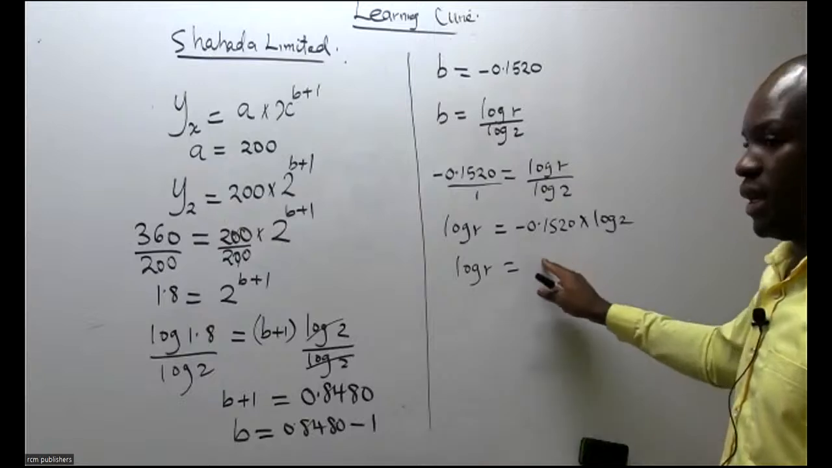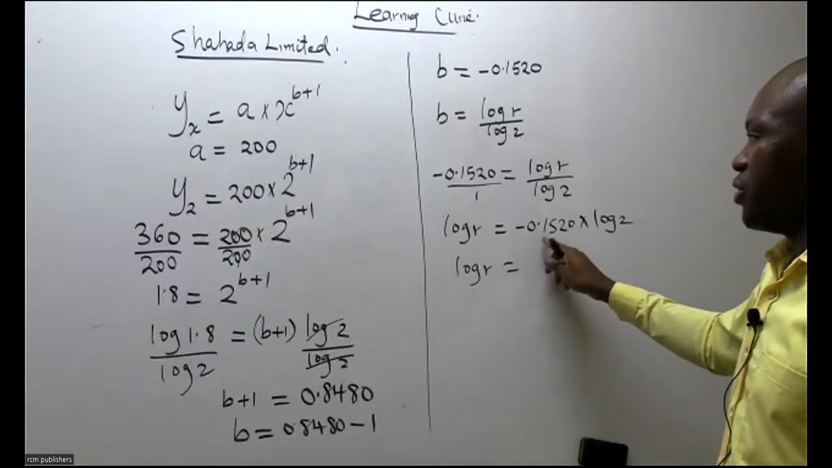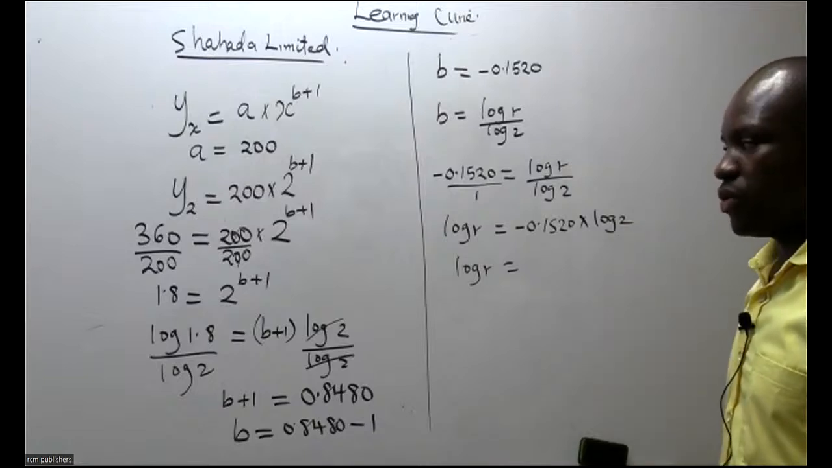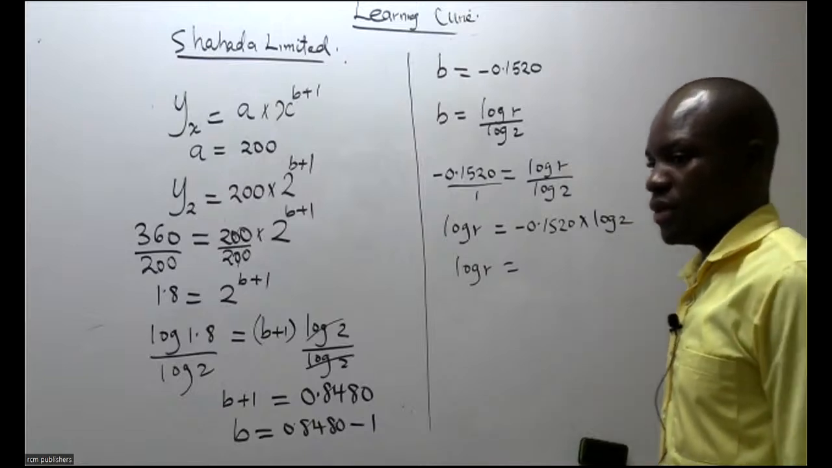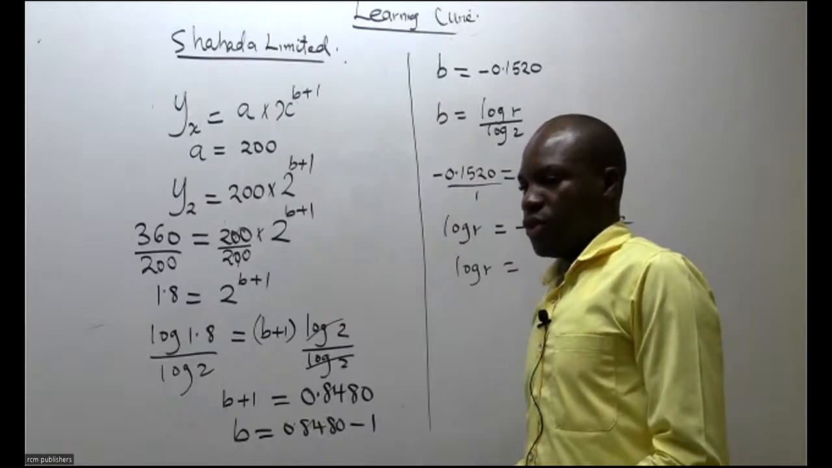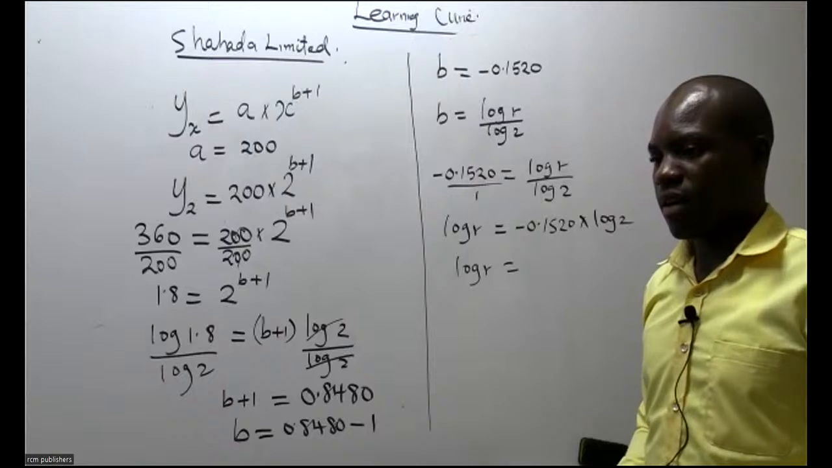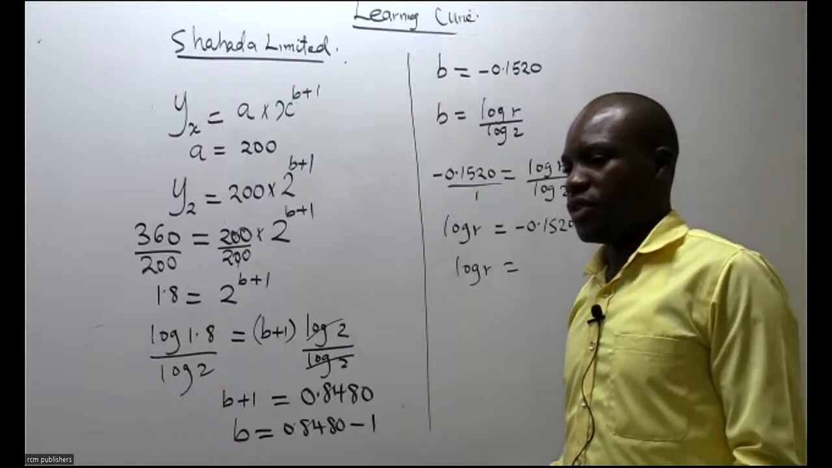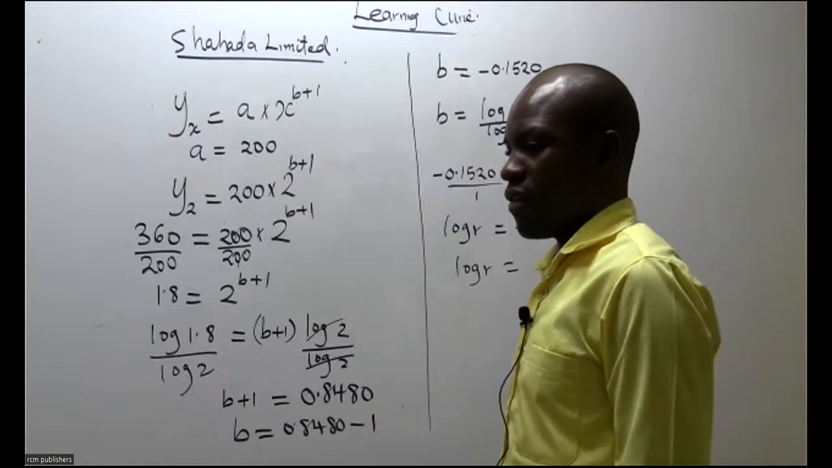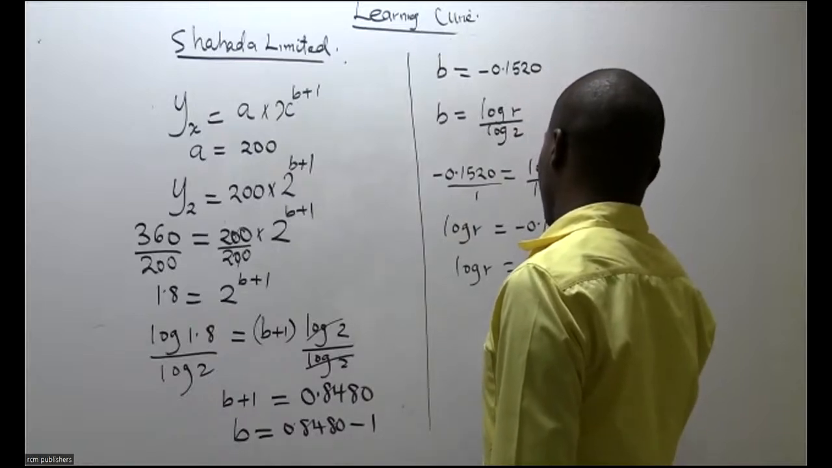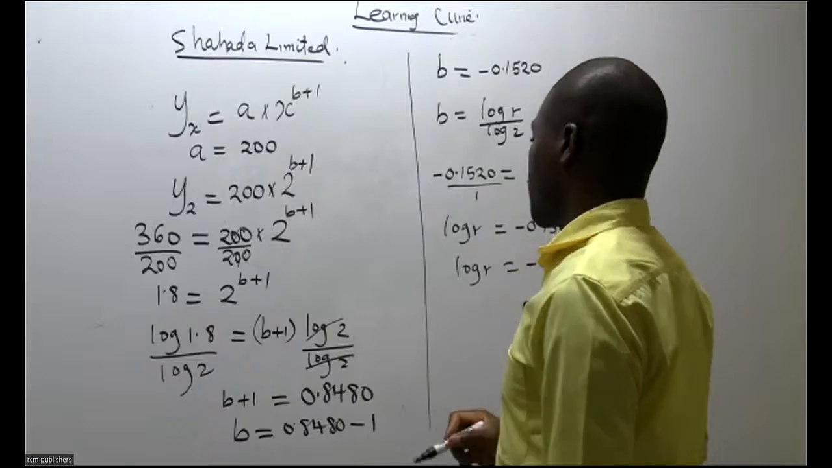Just go to your calculator. Negative 0.1520 times log 2. What will we have? Ross has given us something there. Can someone confirm? Negative 0.04576. Good.